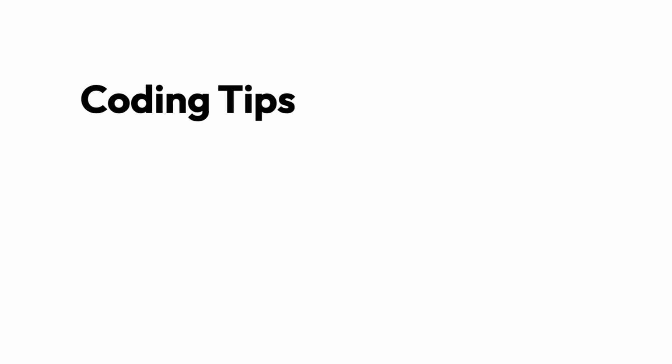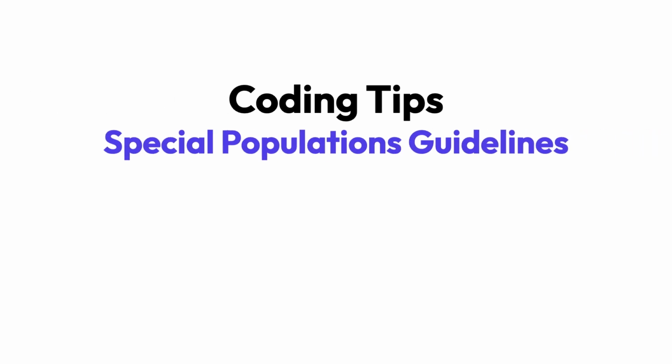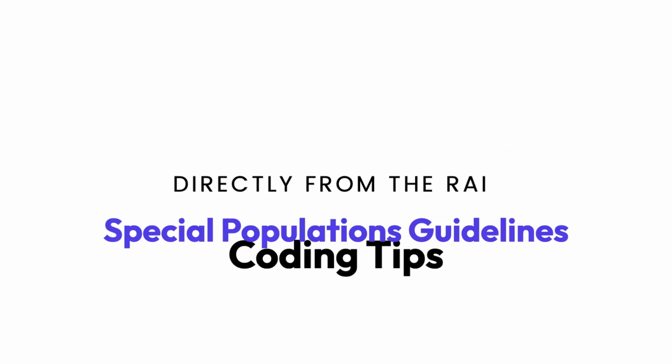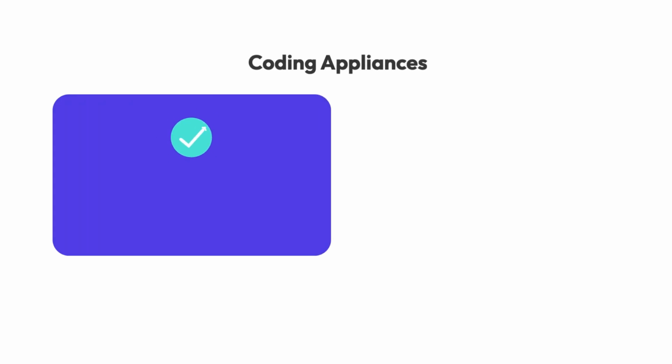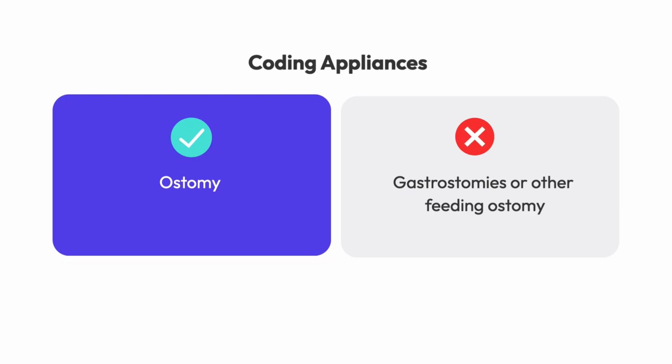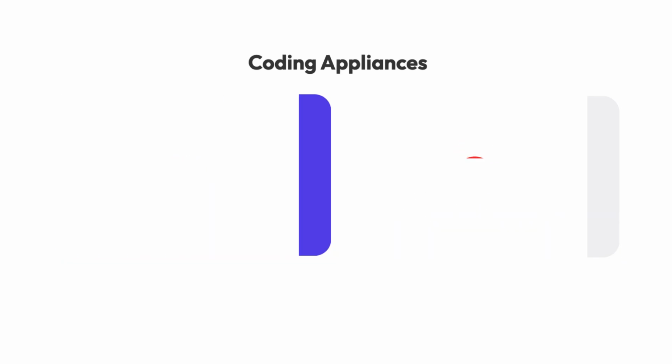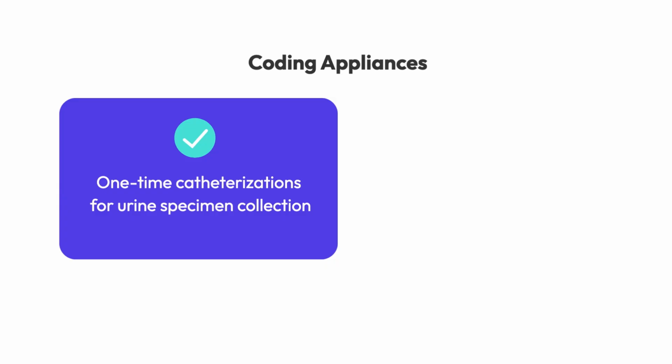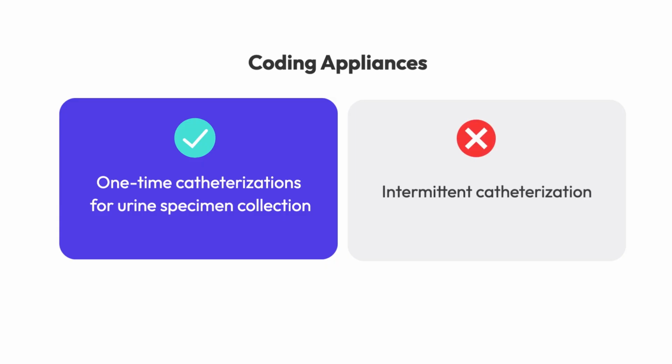Now, let's review some popular coding tips and special population guidelines directly from the RAI. For coding appliances such as ostomies, do not code gastrostomies or other feeding ostomies in this section. Also, one-time catheterizations for urine specimen collection or other diagnostic exams, for example measuring post-void residual, during the look-back period do not count as intermittent catheterization.